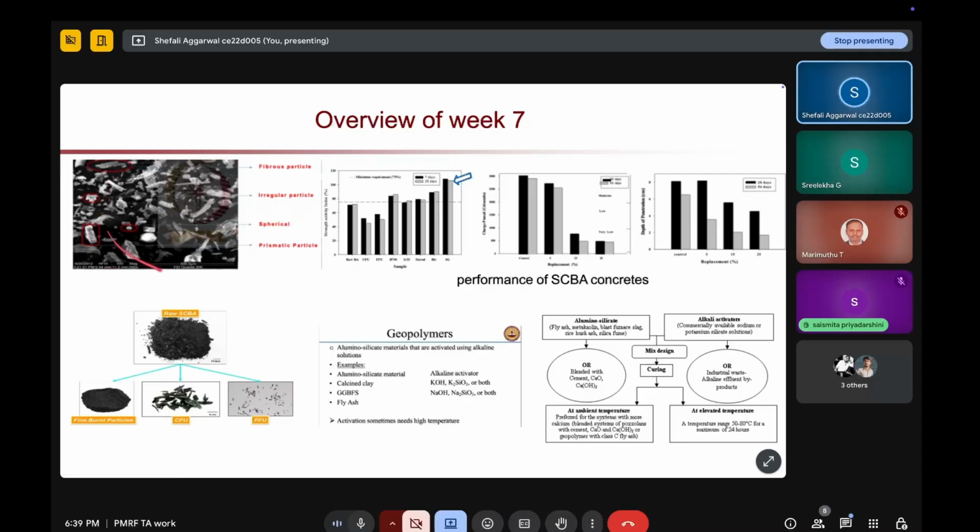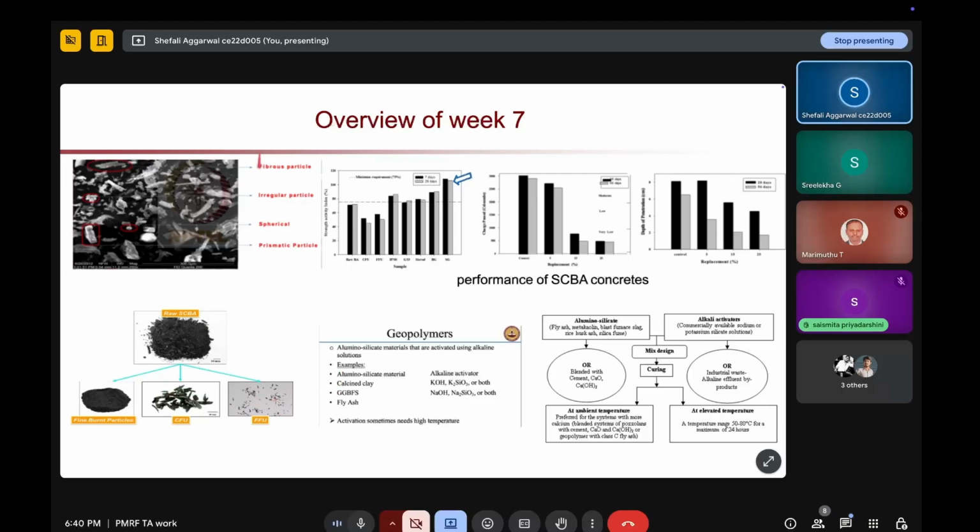This is the microstructure of sugarcane bagasse ash. We have fibrous particles, some irregular particles, some spherical particles, and some prismatic particles present in the bagasse ash. If we talk about raw bagasse ash, it will have three types of particles: some burnt particles, some fine particles, and some very fine particles.